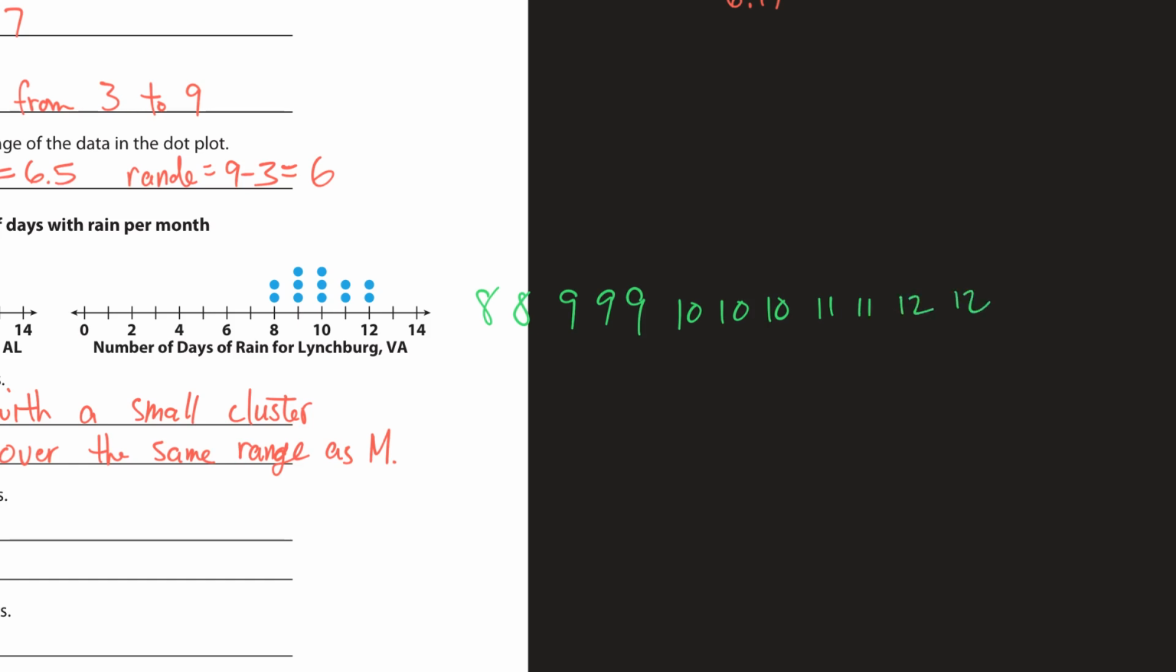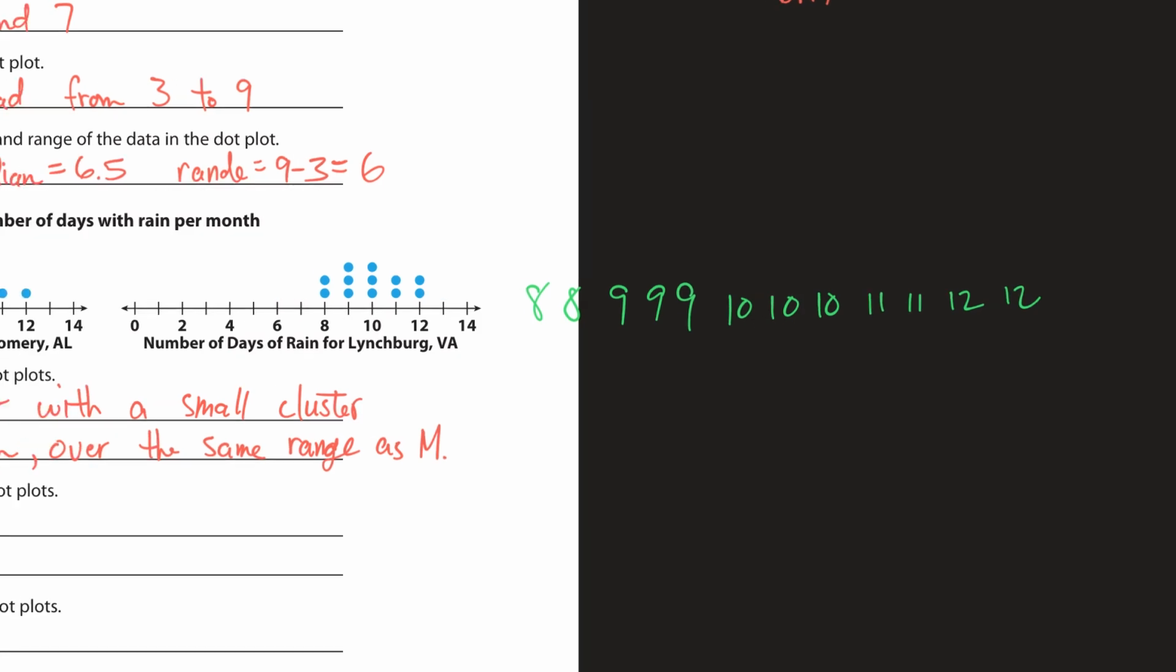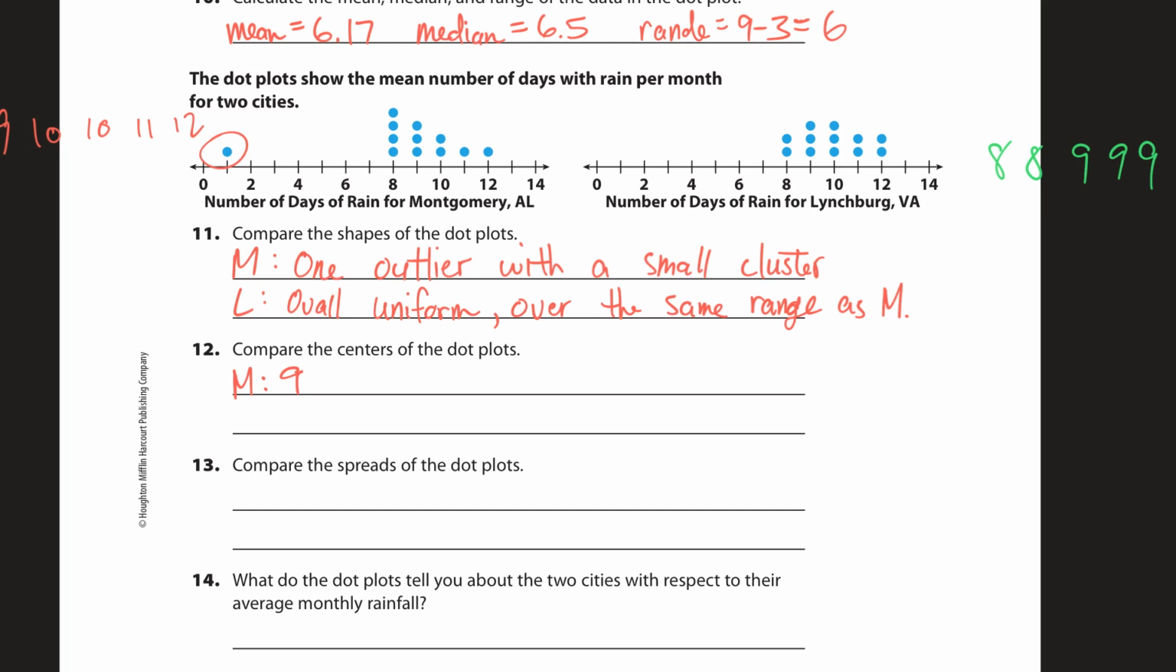Okay, how many dots do I have? 1, 2, 3, 4, 5, 6, 7, 8, 9, 10, 11, 12. 1, 2, 3, 4, 5, 6. So it looks like right in the middle right here, it'd be 10. So that's the middle. That's the center. And so for Lynchburg? It's 10. Yeah, that's what it was.